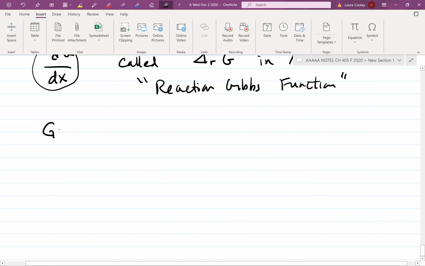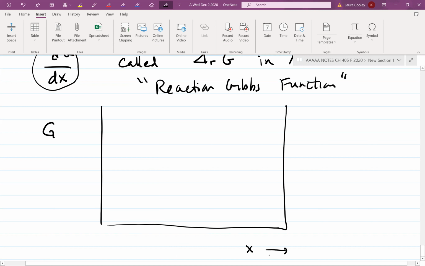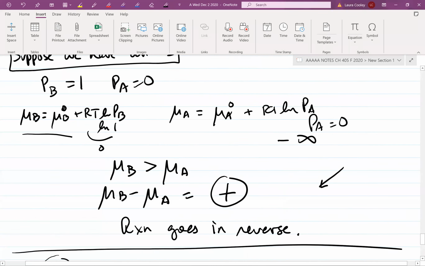So what should G look like? If I was really going to draw a graph of the Gibbs free energy versus the extent of reaction, if I have all A, I'm going to have some value for what the Gibbs function is when it's all pure A. This is actually mu A 0. And then if I have all B, I'll have some different value. And now what happens during the reaction? Well, at the beginning, remember I went over this, right?